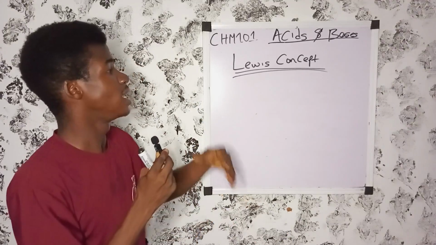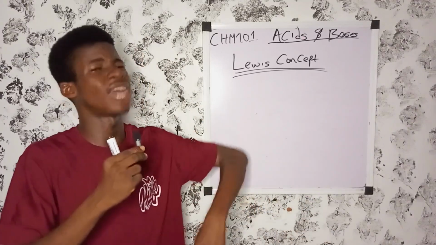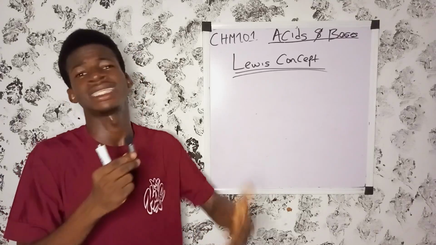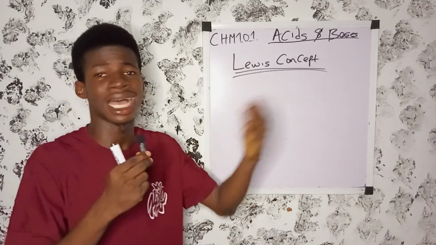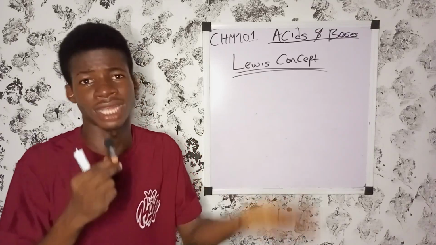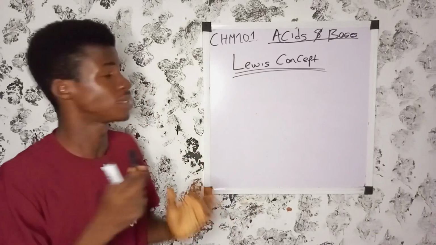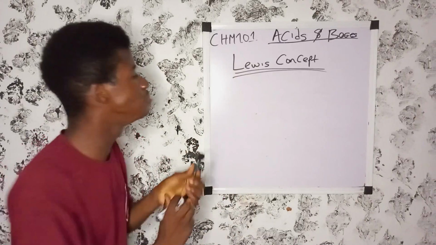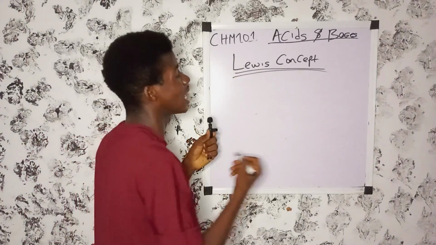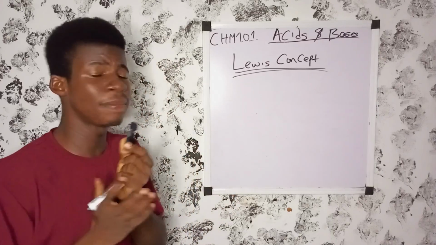It doesn't limit an acid to be a substance that must have hydrogen ion first before you can know that that substance is an acid. There are substances that are acids, but they don't have hydrogen ion. So the Lewis concept talks about such substances. Now Lewis defined an acid to be a substance that accepts an electron pair. Yes, that accepts an electron pair.